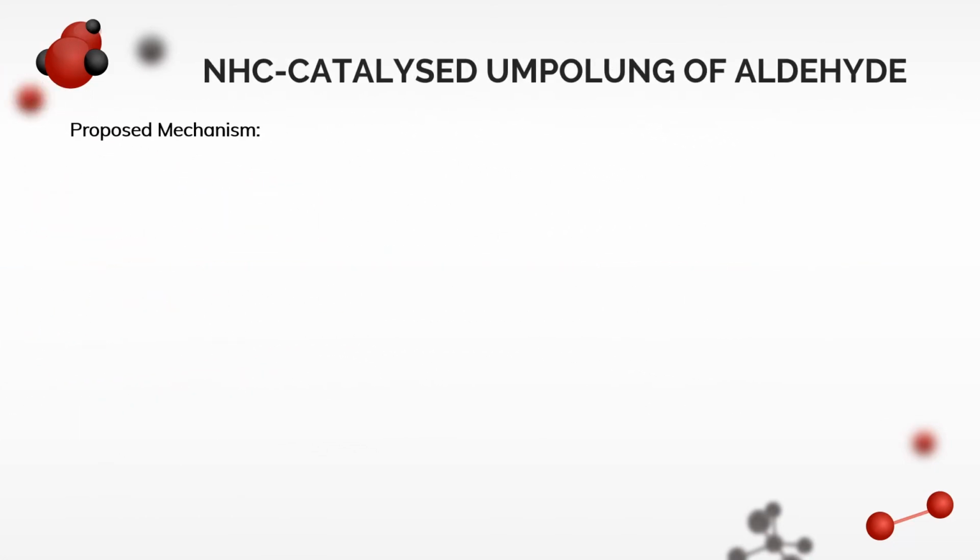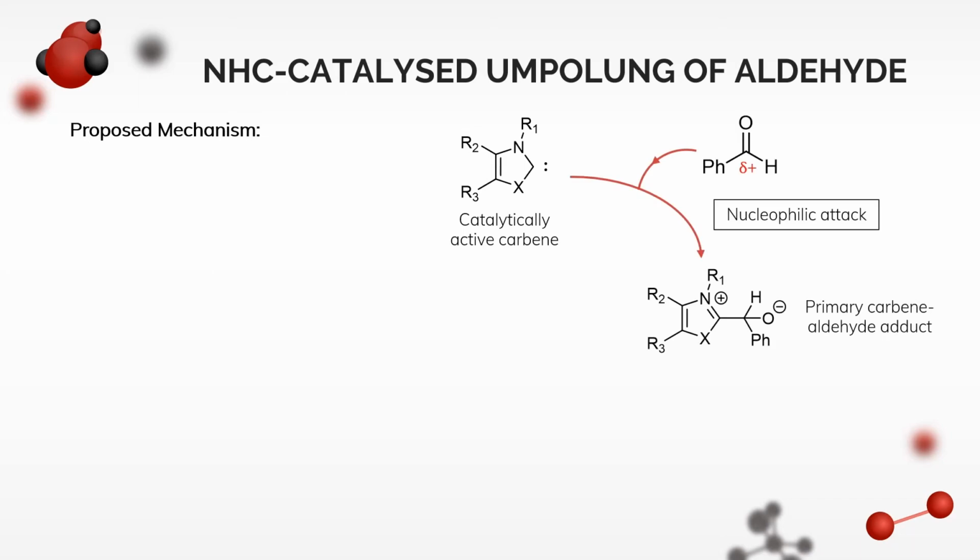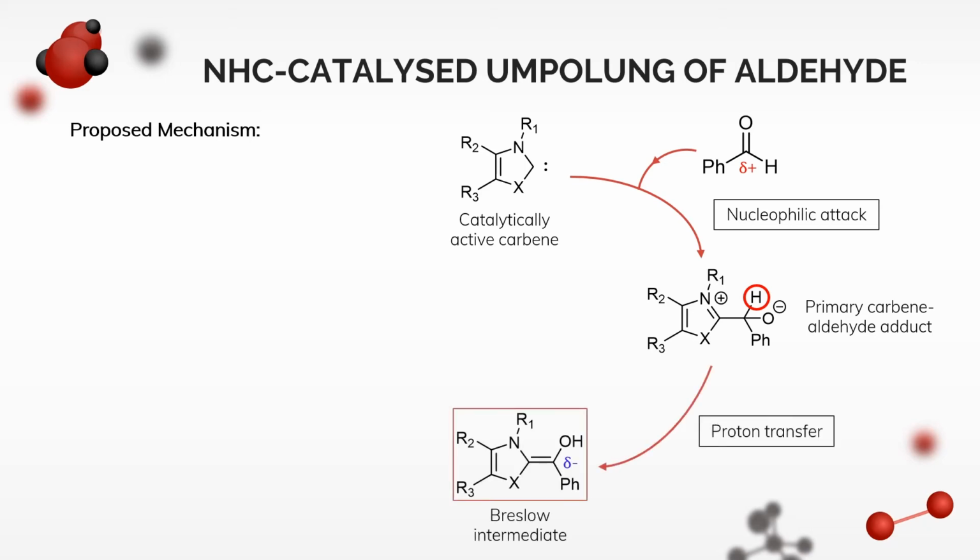This is the proposed mechanism for the reaction. First, the catalytically active carbene is obtained from deprotonation. The carbene will act as a nucleophile and attack the aldehyde to form the primary carbene aldehyde adduct. The hydrogen on the adduct is now made acidic due to the negative inductive effect of the cationic azolium group. The adduct will then undergo proton transfer to form the Breslow intermediate, an enamine-like intermediate.